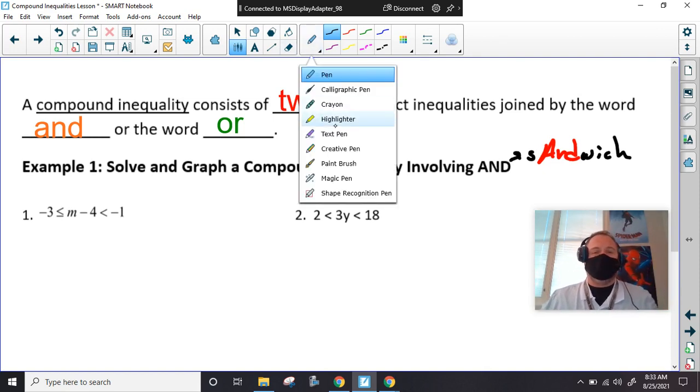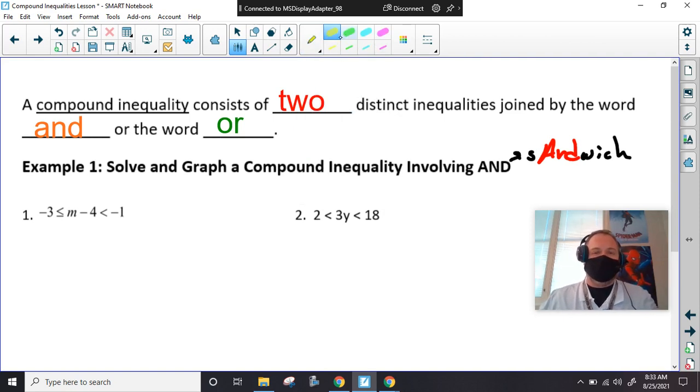So our stuff is in the middle. This is an and sandwich. Like we've done before, we're going to identify our variable right here on number 1. There it is, it's an M. Now, what's being done to M? It's being subtracted by 4. So what's the opposite of subtract? Add.